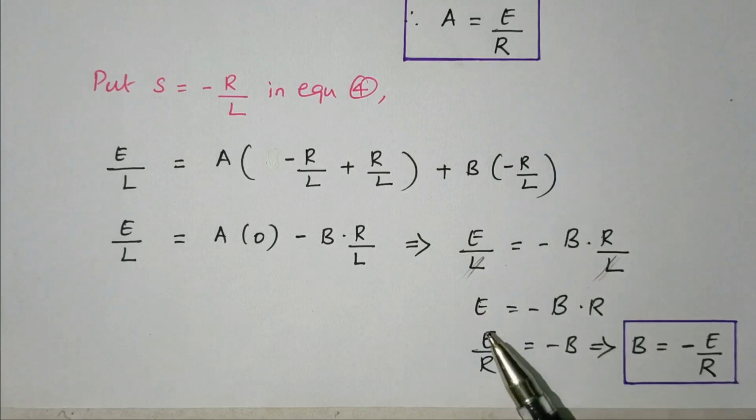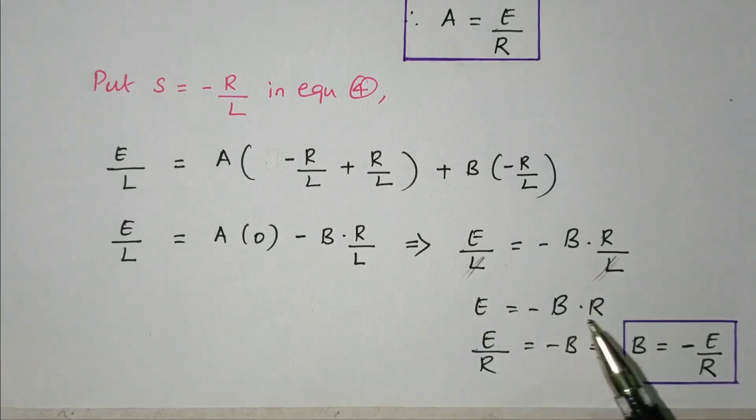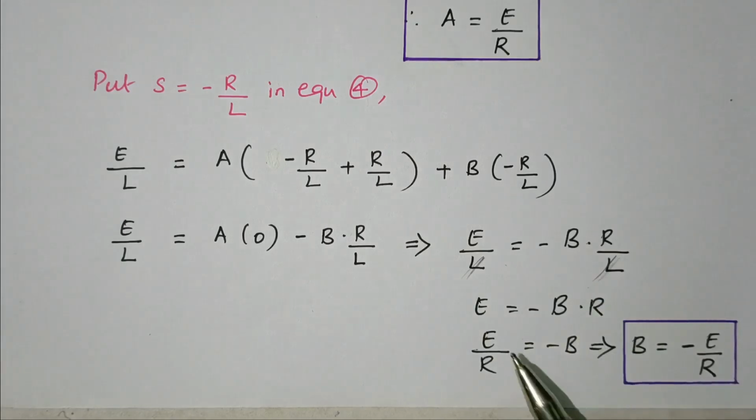L got cancelled. E equal to minus BR, so that minus B equal to E by R. That is B equal to minus E by R, right? Now we calculated the constant B also. A already calculated as E by R, B equal to minus E by R. Now we can substitute these values and go for the inverse Laplace transform.